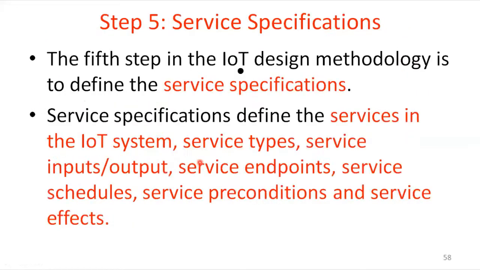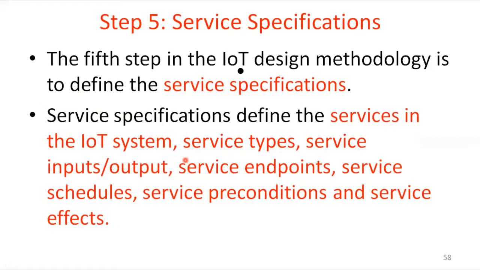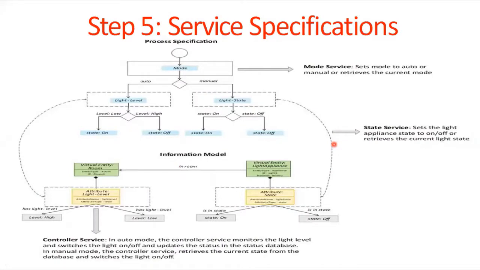The next is the service specification model. This is simple information regarding the information model. And then service specification is one of the steps. Define the services in an IoT system: service type, service input, service endpoint, service schedules, service preconditions, and service effects. That means you are defining all the information in a service model. The very important thing in this case is that you have to map the process specification model with the information specification model. Here there is a mapping.